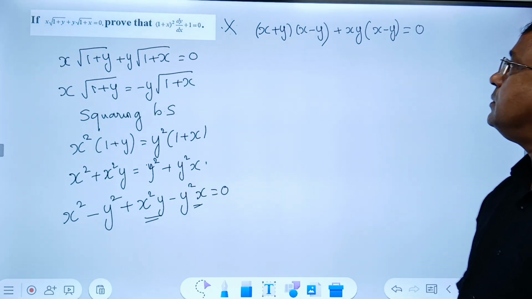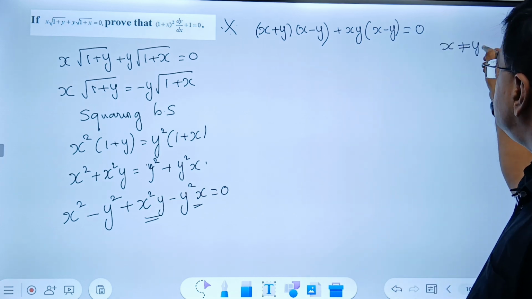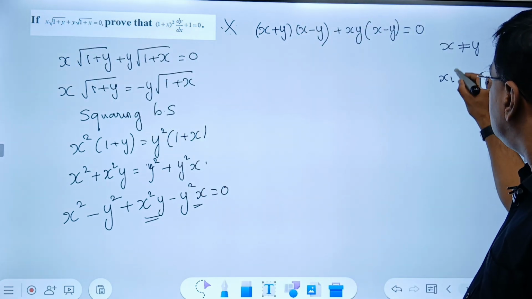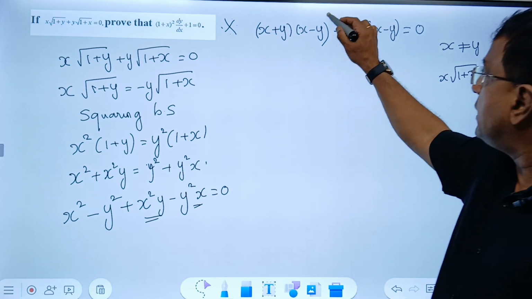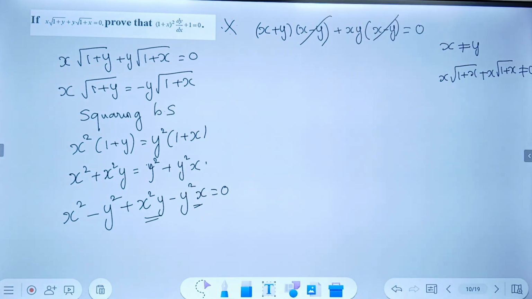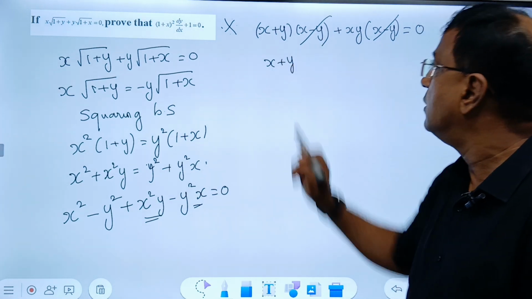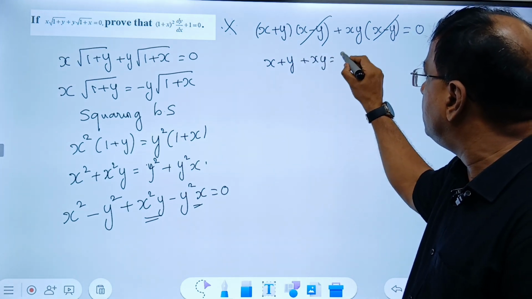Okay. Now what happens? Clearly, x cannot be equal to y. Why? If x is equal to y, and if you substitute here, you will never get x into root of 1 plus x plus x into root of 1 plus x as 0. It's never possible. It's not possible. So x cannot be equal to y. So I can cancel it. Right? Then what happens? X plus y plus xy equal to 0.